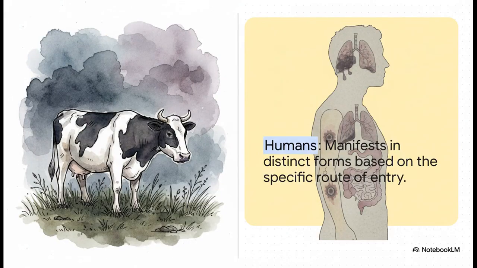It's actually kind of fascinating to see how differently the disease behaves. In animals, its main hosts, it's often super fast and deadly, sometimes causing sudden death with almost no warning. But in humans, it's a much more varied illness. You get those 4 distinct forms we just talked about, and each one is tied directly to how the spores manage to get inside the body.